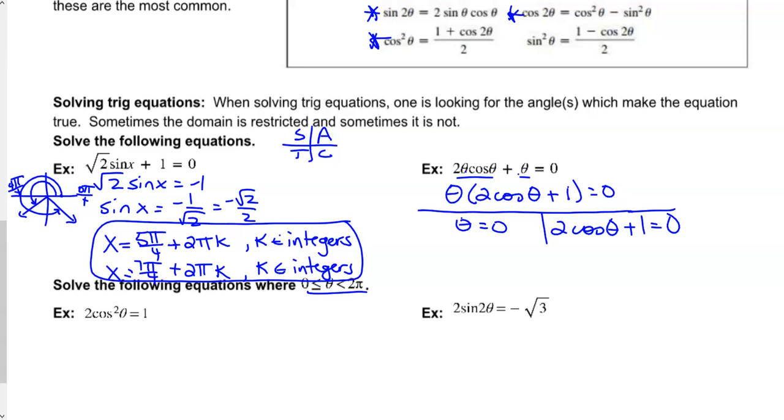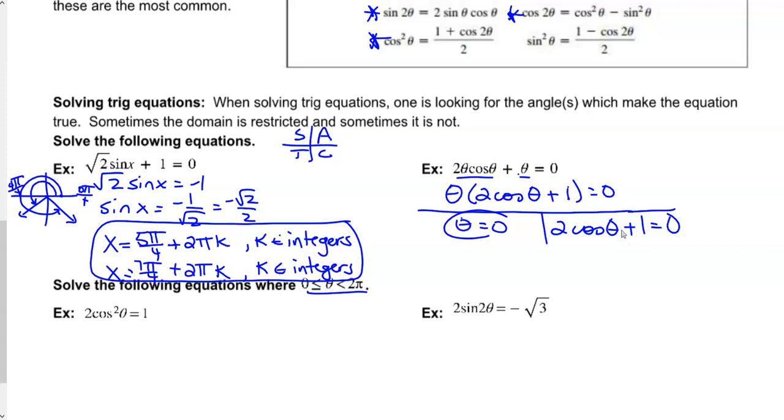So theta equals 0 doesn't have a trig function. It's just theta equals 0. That's my variable equals 0. But the next equation is going to occur at every 2 pi, because cosine is equivalent for every revolution around that unit circle.